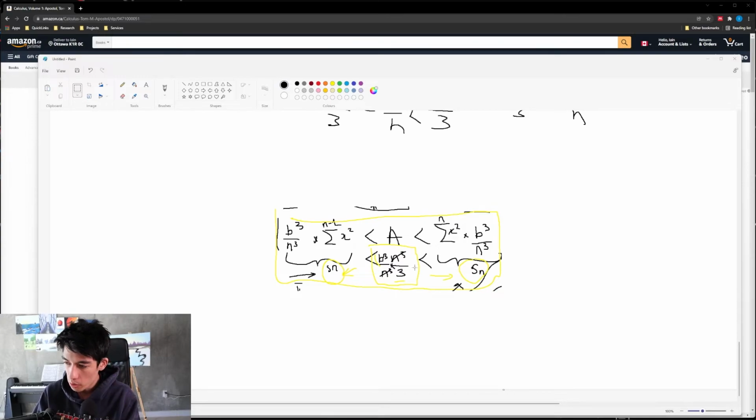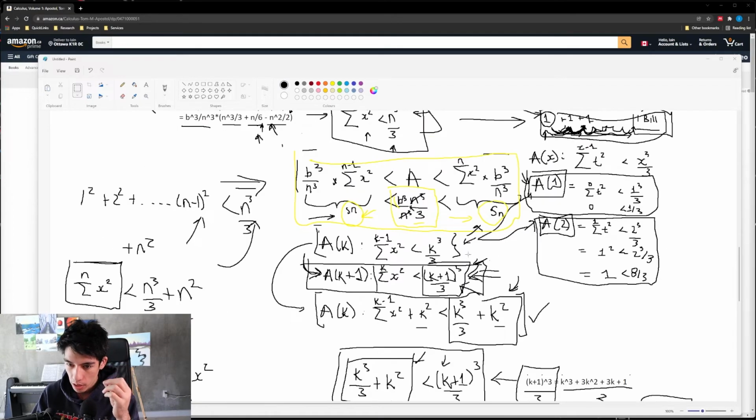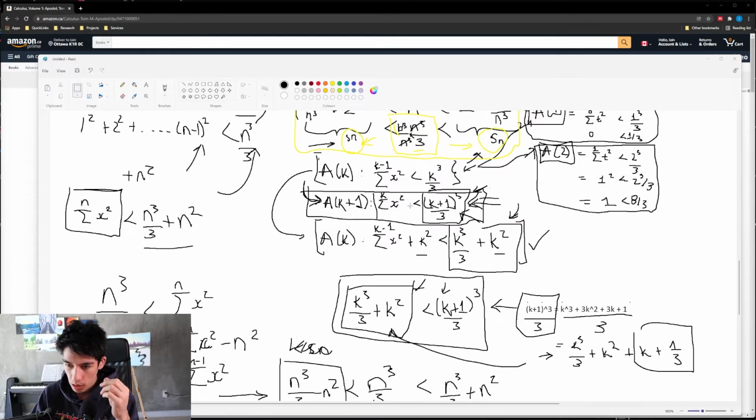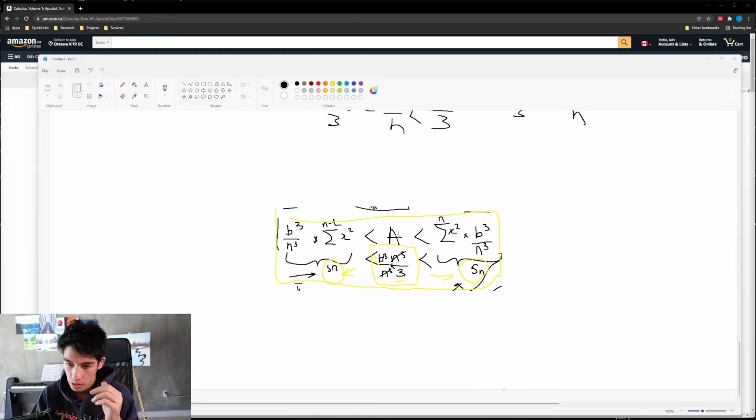But at least we know that these are the true bounds, and b cubed over 3 can actually be here, as proven by the inductive hypothesis we did, to show that at least on the left hand side the n-1 summation is indeed less than n cubed over 3, yielding by multiplication b cubed over 3 after we multiplied by b cubed over n cubed. So we know this is true. It's not very useful.